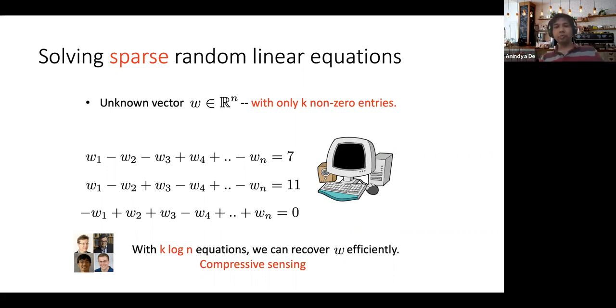Any other questions? Actually, getting just k log n equations is enough to recover W. If you forego computational complexity considerations, then the upper bound of k log n equations is actually quite easy.